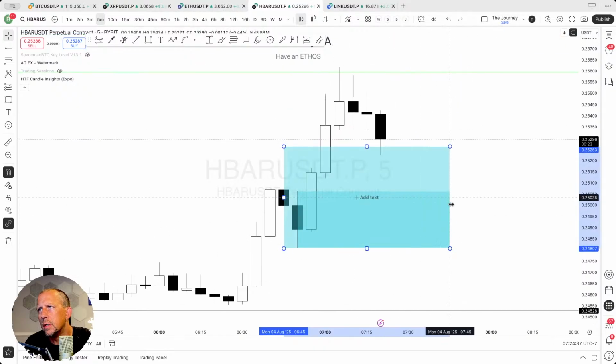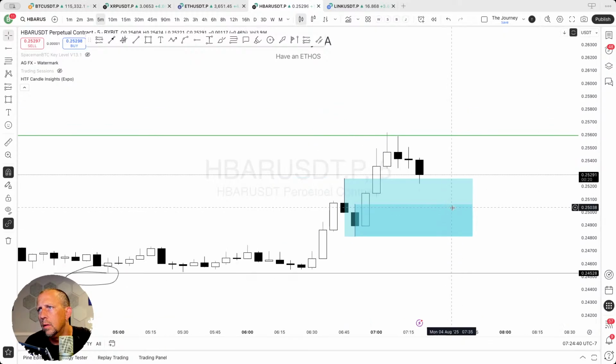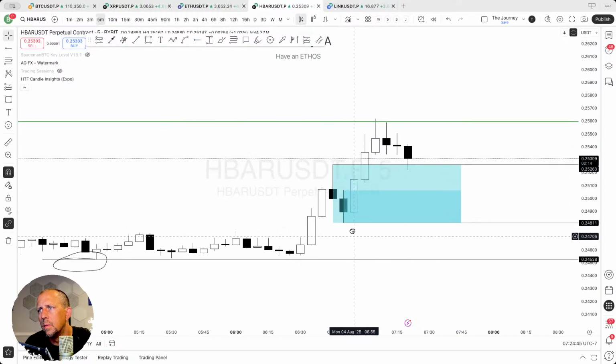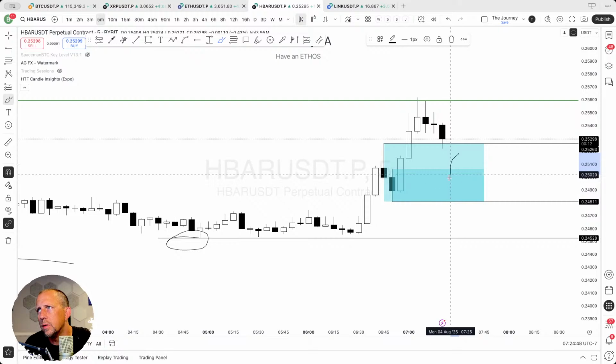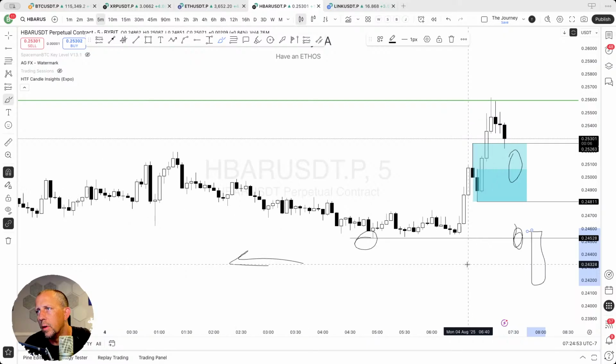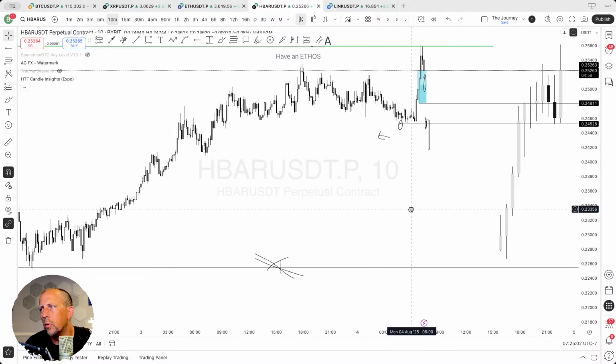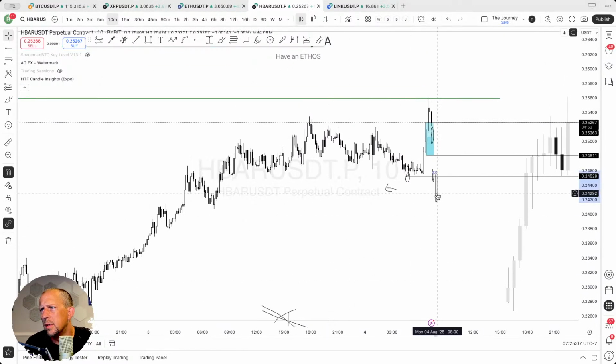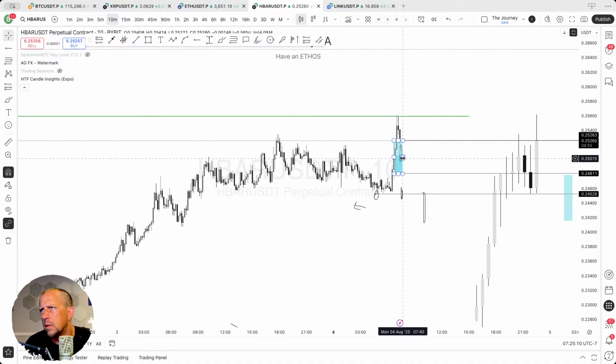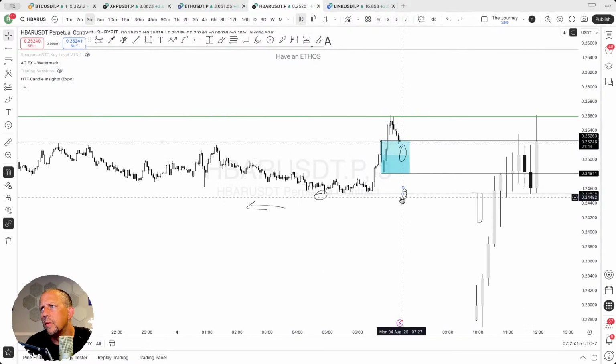And I would suggest that if this zone doesn't hold, I'll label it really quick, that if this zone does not hold, then you're going to run this again. And if you break this, well, we already talked about that. That to me is a short back down to the current low. So yeah, I would say you're definitely in long territory.